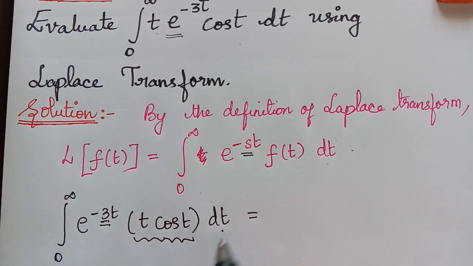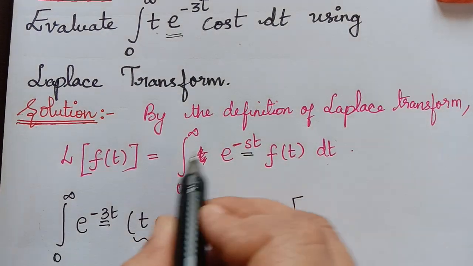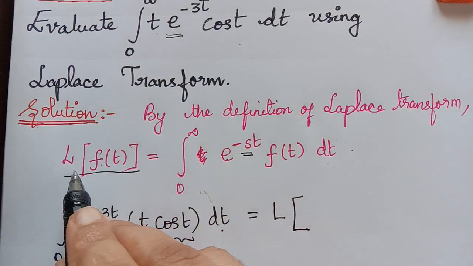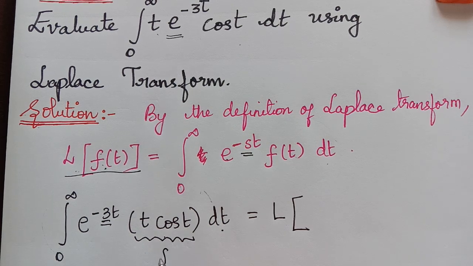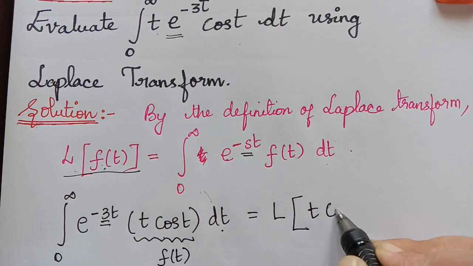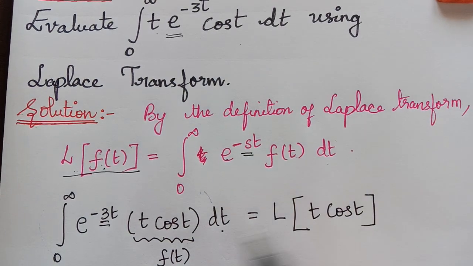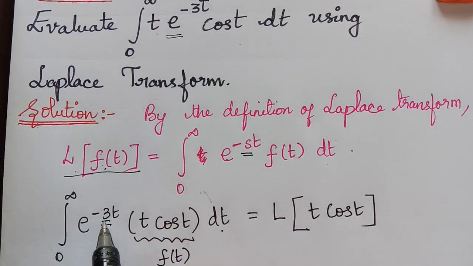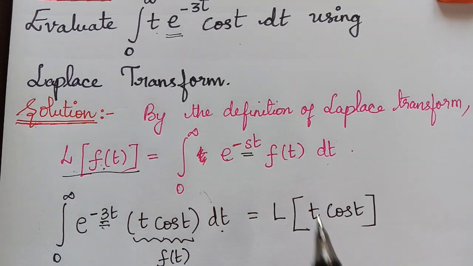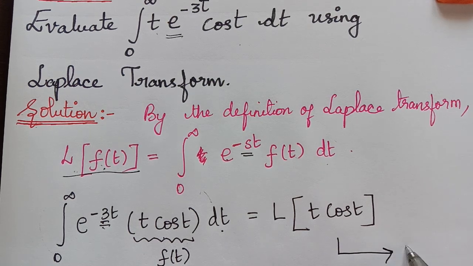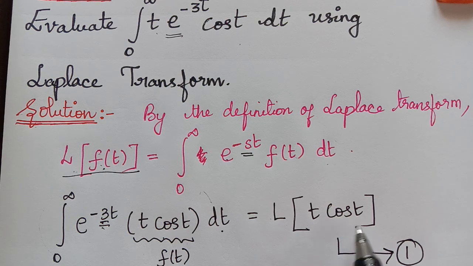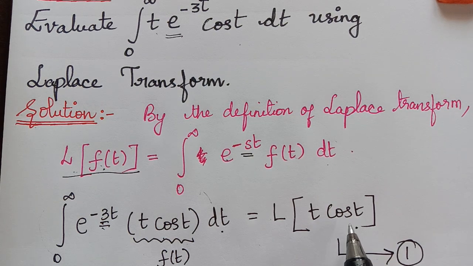So therefore, by the definition of Laplace transform, this integral can be written as L of f(t), where f(t) is t cos t. So therefore L of t cos t, and the value of s is equal to 3. That we will be substituting after finding L of t cos t. So let us mark this as equation 1, and let us first find what is L of t cos t separately and then substitute over here.